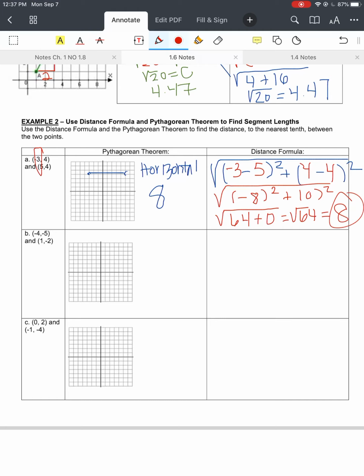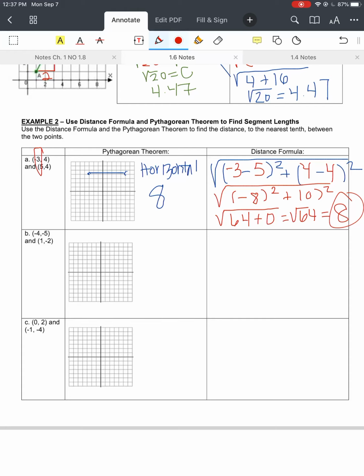They're the same thing. So that's another example where Pythagorean theorem was actually easier than the distance formula. But if you don't have graphing paper, then you can't really use Pythagorean theorem unless you're very good at visualization. Let's try letter B one more time.